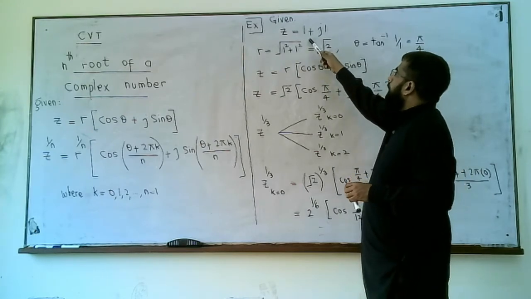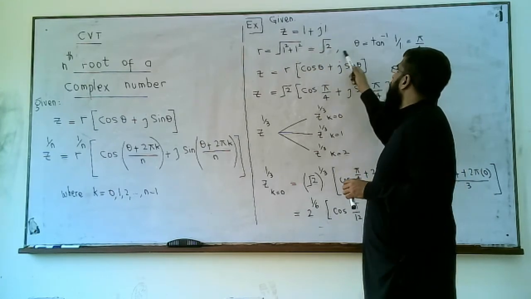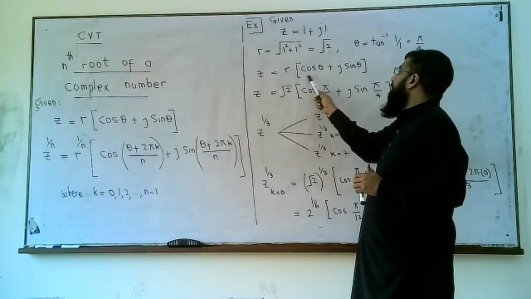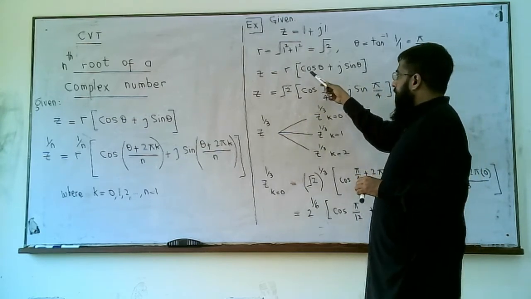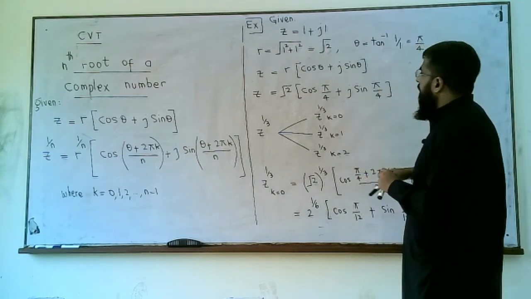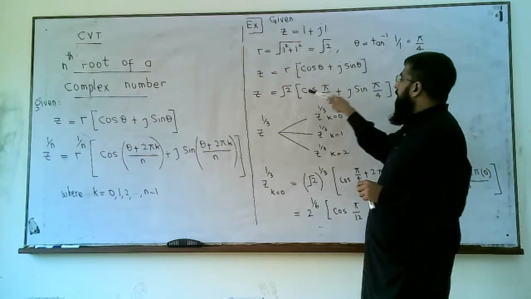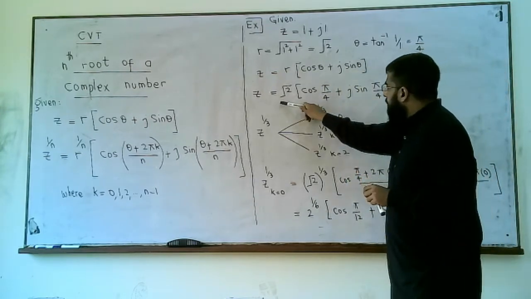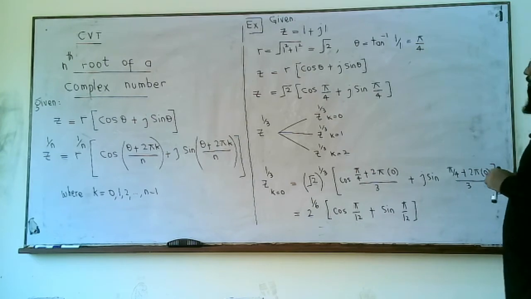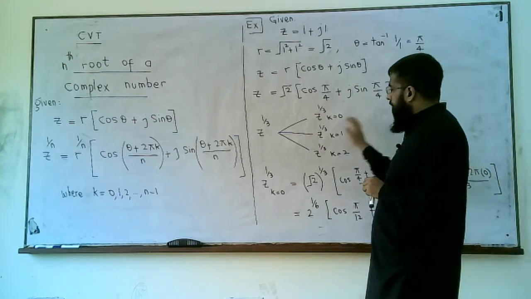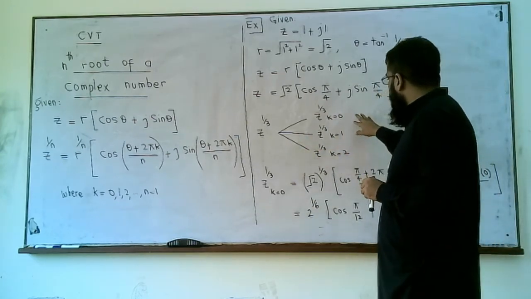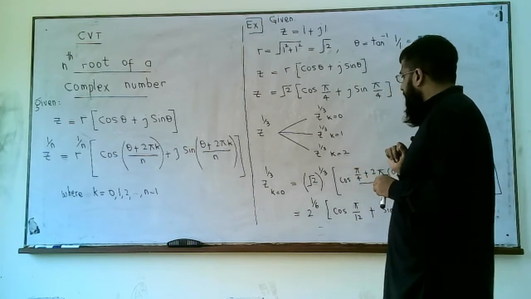Right. Given this number, let's solve an example. Given this complex number 1 plus j, we'll first compute r and theta and then write this z in the trigonometric form, r cosine theta plus j sine theta. Putting the values of r and theta here, this number becomes square root of 2 times cos pi by 4 plus j sine pi by 4. Now we know that we have 3 solutions, for k is equal to 0, 1 and 2 respectively.